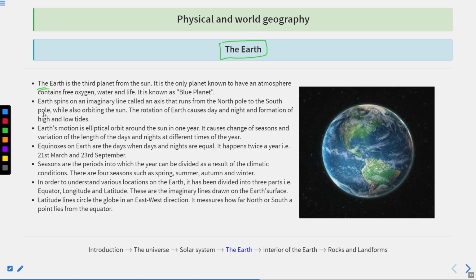So, the Earth is the third planet from the Sun, and it is the only planet known to have an atmosphere that has oxygen, water, and life. Okay? It means that Earth is the only planet that is known to have life. It is called the blue planet. Why? Because it has a high content of water, and from space, it looks blue.